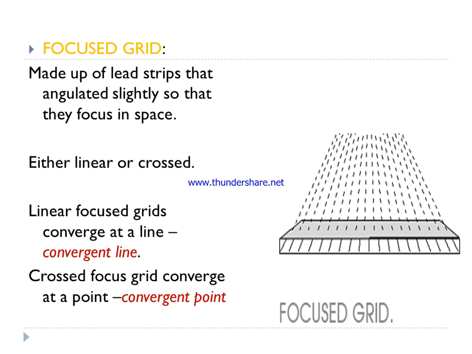In case of a focused grid, it helps to angulate the tube slightly so the grid focuses in a space, either linear or crossed. Linear focused grids converge at a line called the convergent line, and cross focused grids converge at a point called the convergent point. This is an example of a cross focused grid.